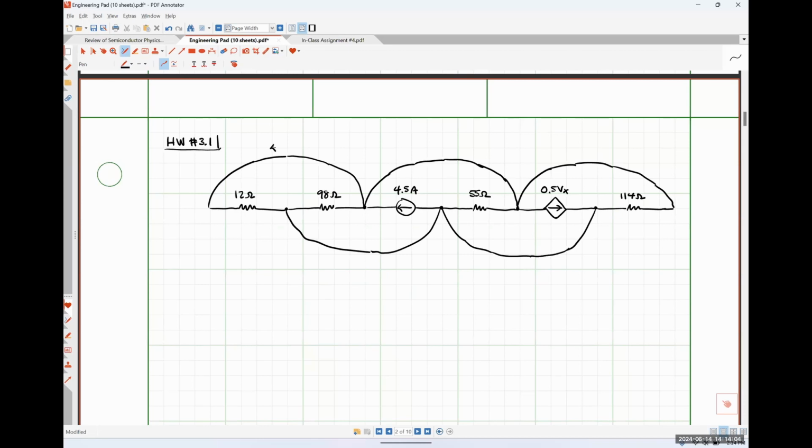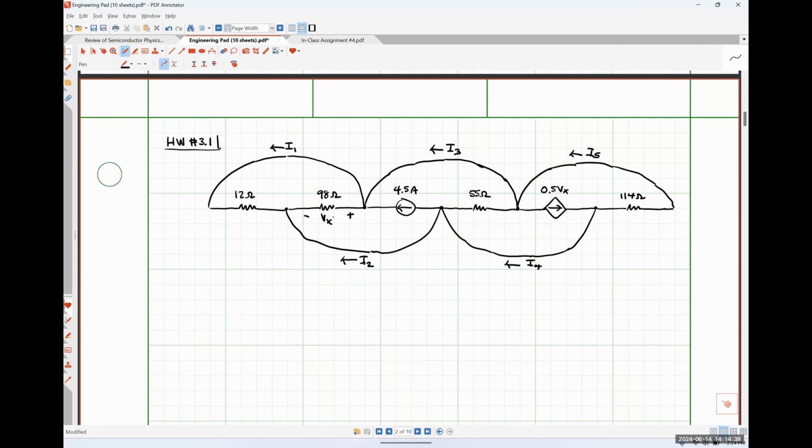Our current I1 is defined as flowing through this top kind of loop thing. Here's I3, here's I5, here's I2, here's I4, and we also have a voltage Vx defined to be the voltage drop across the resistance R2.